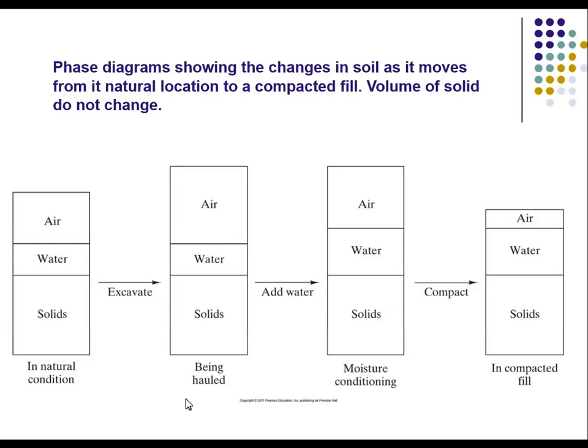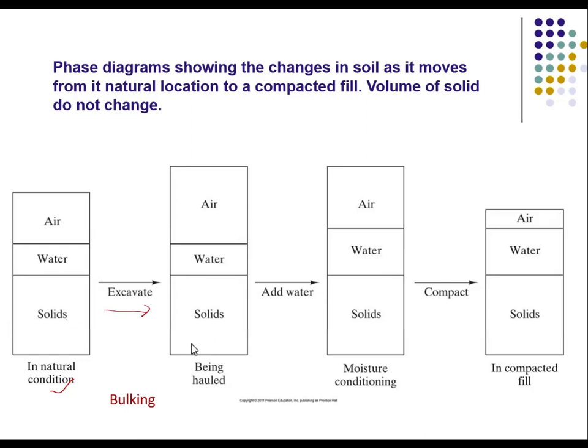Okay, so we have a fill material in natural condition, and this is my favorite, the phase diagram. It has solids, it has water, and it has air. And we remove or excavate this soil. When we do excavate it, generally we increase the air voids, and this process is called bulking. There's a different amount of bulking in different types of soil. For example, sand and gravel, I don't remember completely, but they can bulk maybe 10 to 12 or 15%, whereas silty clay material can bulk as much as 30%. So you have to keep that in mind.